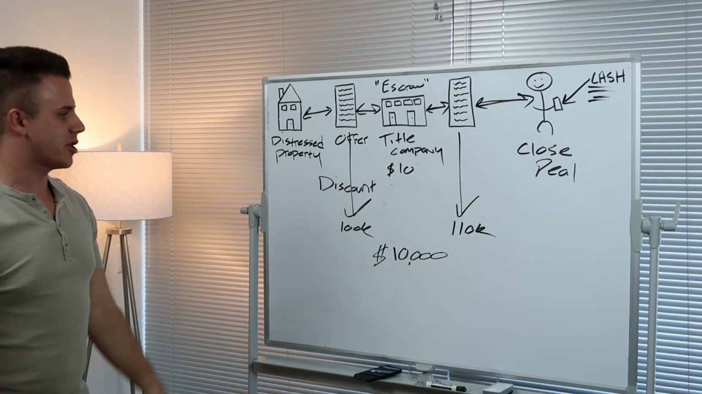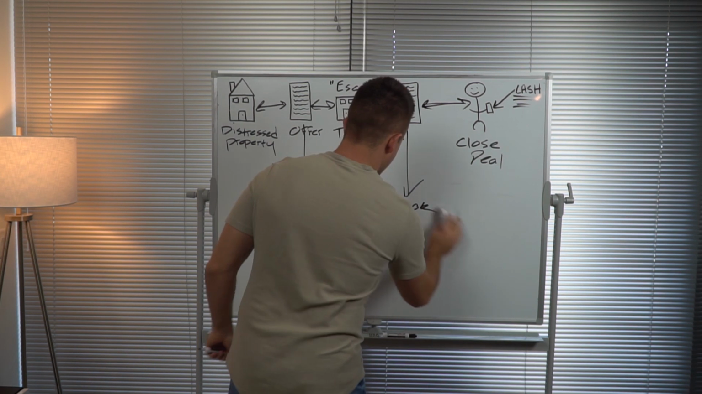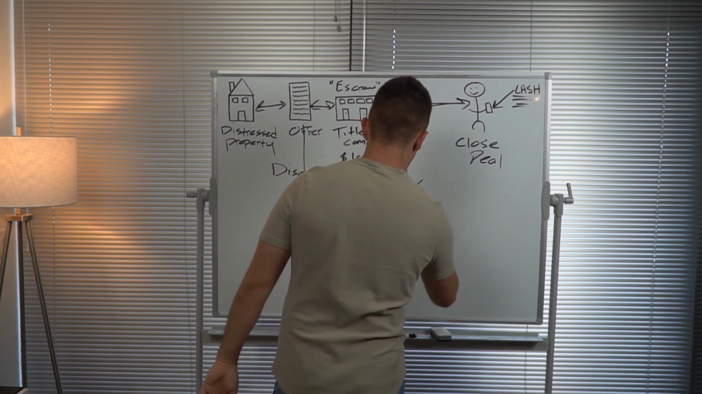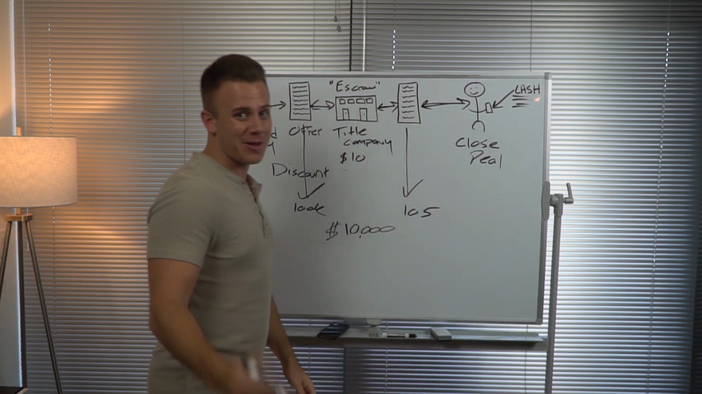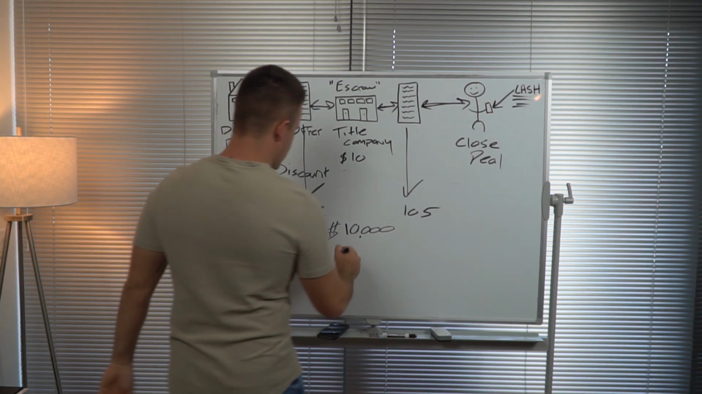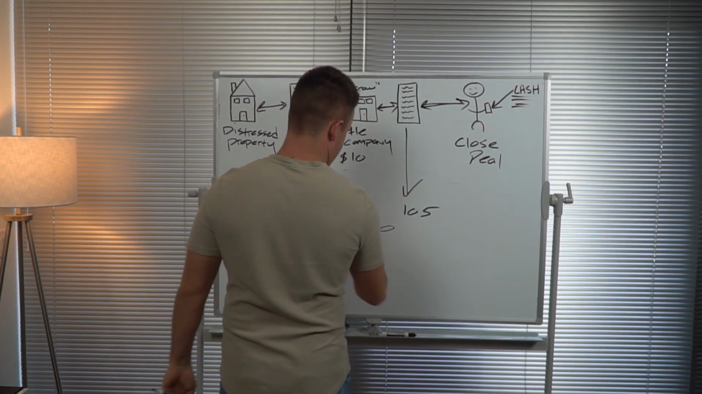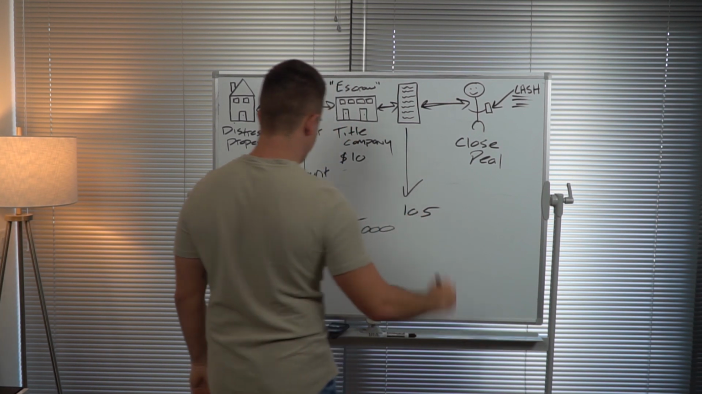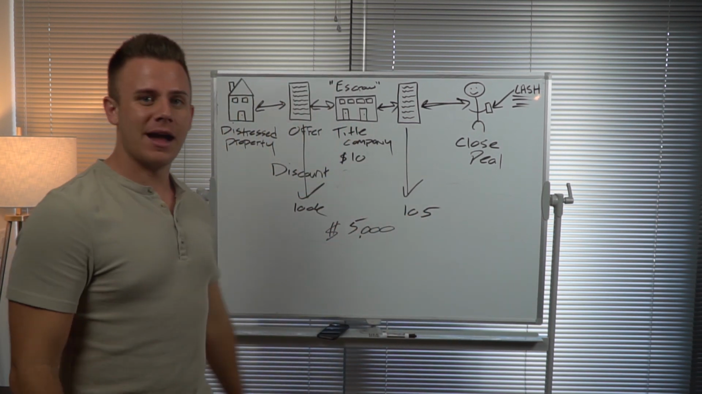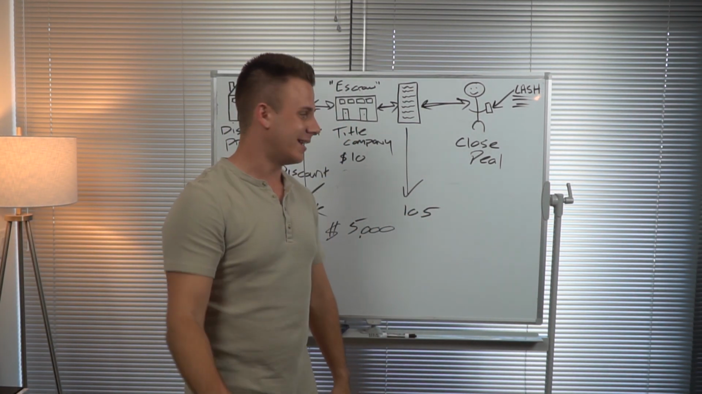$10,000 in cash. I said 5,000, didn't I? You're gonna sell this thing for 105, okay? You can make 10,000, by the way. You can make as much money as you want, okay? So you're gonna make $5,000 in this particular deal, right? 5 grand. I'm throwing stuff everywhere. You're gonna make $5,000 in this particular deal for wholesaling real estate.